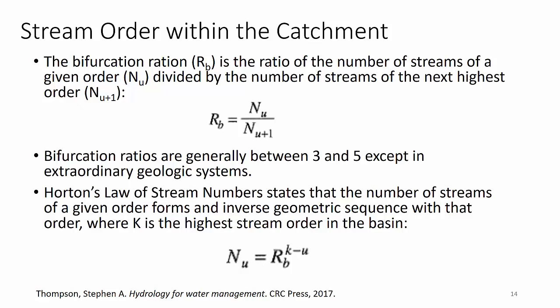Horton's law of stream numbers, there's Horton again, states that the number of streams of a given order forms an inverse geometric sequence with that order, where K is the highest stream order in the basin. N sub U equals R sub B to the power K minus U.